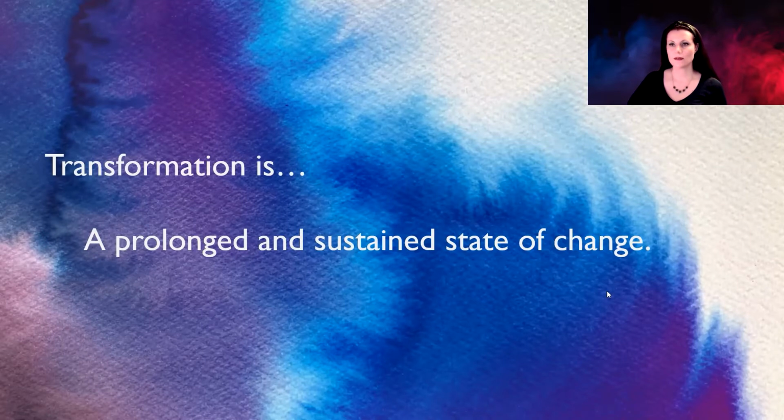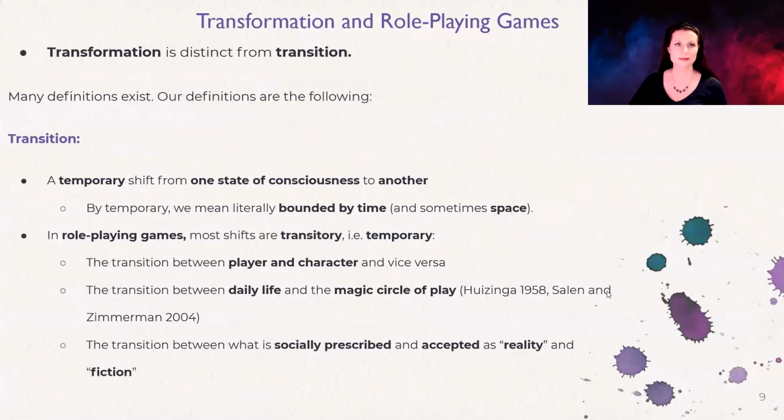So let's start with that first definition. Transformation is a prolonged and sustained state of change. We're going to make a distinction here between transformation and transition. And this is going to get a little confusing because the word transition in certain contexts often means transformation, and I'll make clear when that is. But for our purposes, transition is a temporary state from one state of consciousness to another. And by temporary, we mean literally bounded by time and sometimes space.